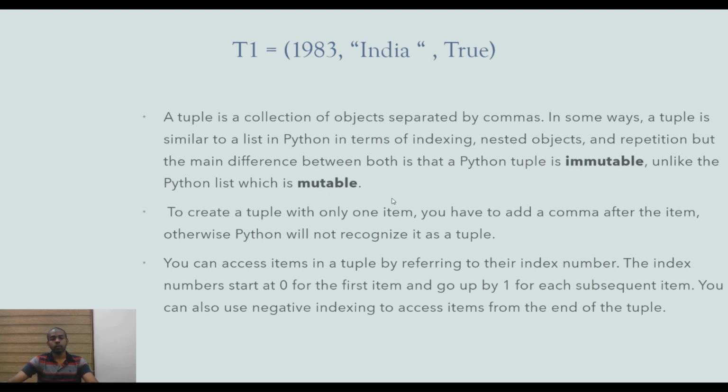To create a tuple with only one item, you have to add a comma after the item. Otherwise, Python will not recognize it as a tuple. If you have a single element tuple, then after the first element, you have to put a comma. Otherwise, it might mistake it for an integer or any other data type. You can access items in a tuple by referring to their index number. The index number starts at 0 for the first item and goes up by 1 for each subsequent item. Also, there is a provision of negative indexing in tuples.